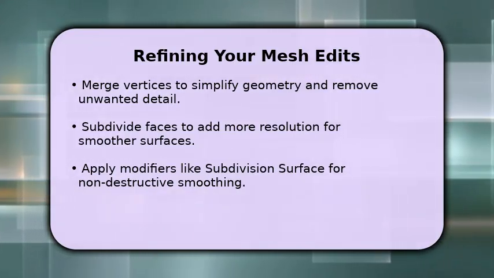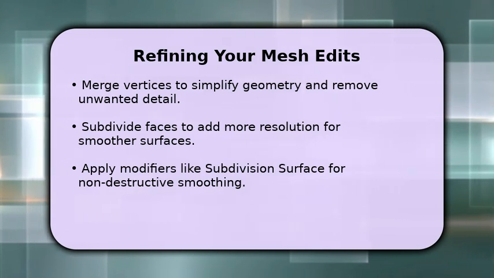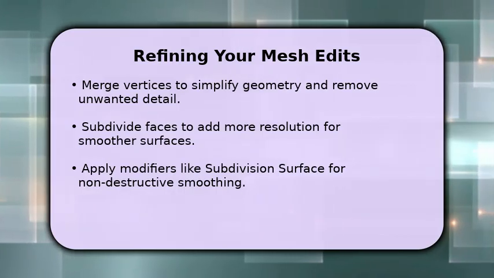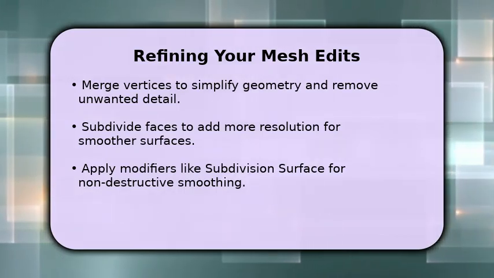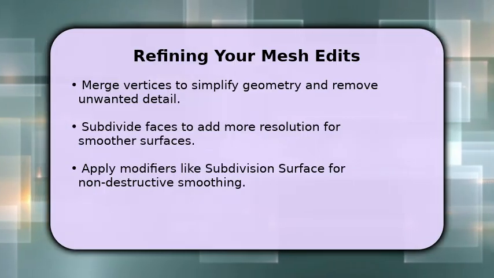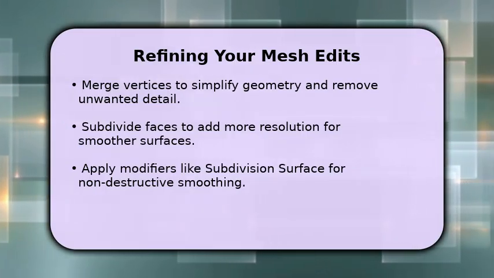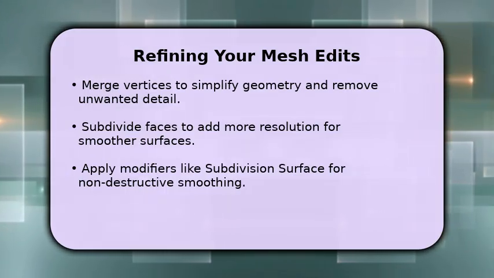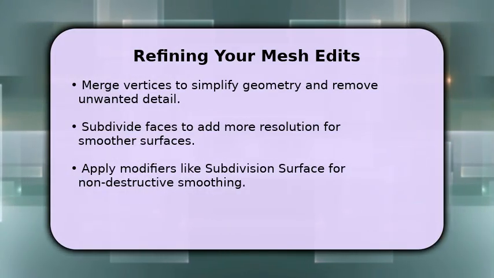Subdividing faces, found in the right-click menu, adds more geometry, allowing for smoother curves and more intricate details. For non-destructive smoothing, apply a Subdivision Surface modifier from the Modifiers tab, which visually smooths the mesh without altering its base geometry.